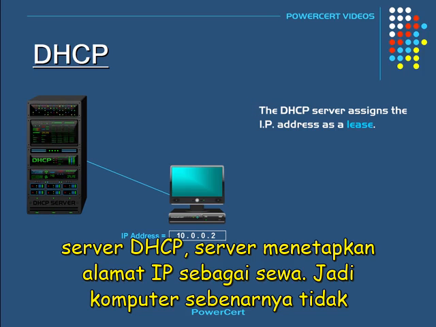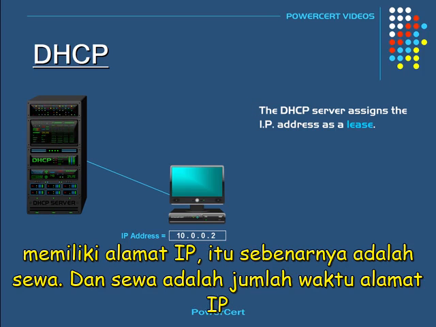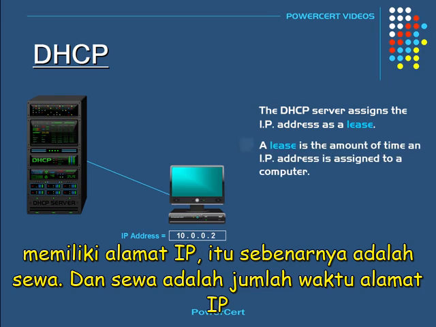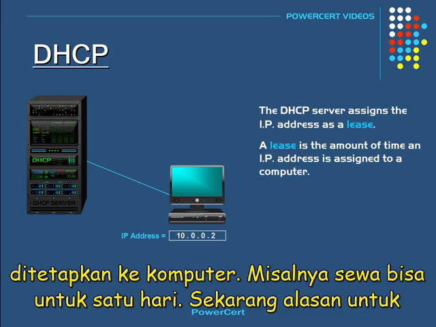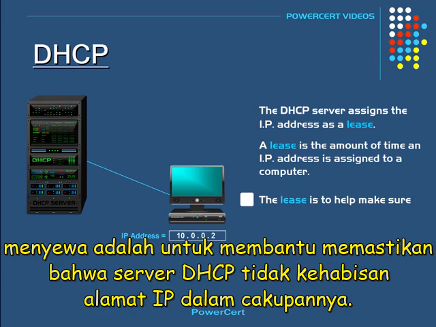Now when computers obtain an IP address from a DHCP server, the server assigns the IP address as a lease. So the computer doesn't actually own the IP address. It's actually a lease. And a lease is the amount of time an IP address is assigned to a computer. For example, the lease could be for 1 day. Now the reason for the lease is to help make sure that the DHCP server does not run out of IP addresses in its scope.